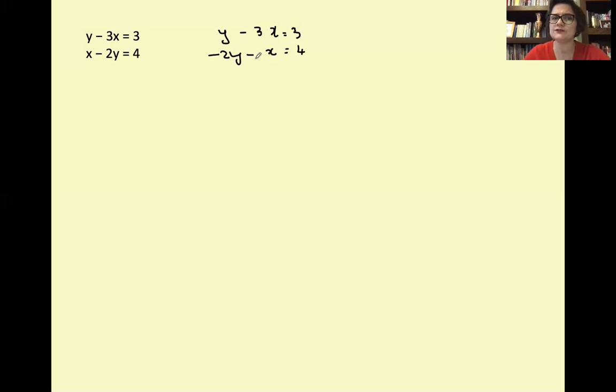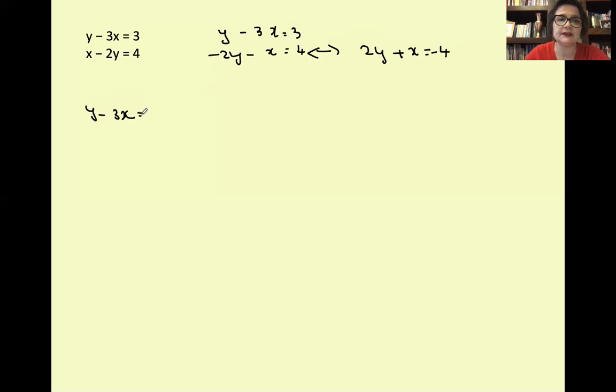Now I need to decide which variable I can cancel out easily, I can get rid of easily. Right, I'd like to choose the y's, all right? Now, the first one is y, the second one is minus 2y. So I'm going to first change the second one to a positive by multiplying every single term by minus 1. So the second one becomes 2y plus x equals minus 4, okay? And so both my equations are going to look like that.